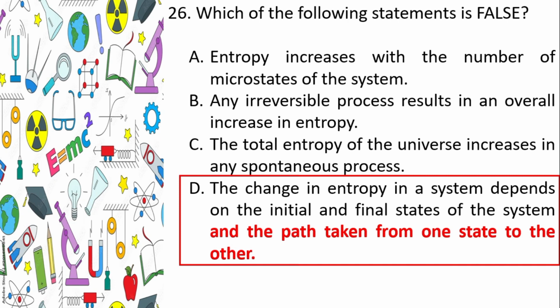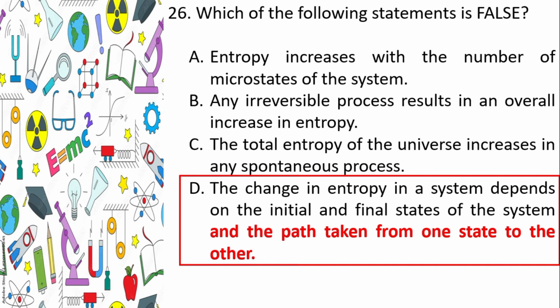The one not highlighted in red. Okay, the first part of the statement is correct. However, the second one is not correct. Okay, so regardless of the path taken, entropy will happen. So the path taken from one state to the other is not considered for the entropy change to occur. So this is a false one because the last part of the statement is false.